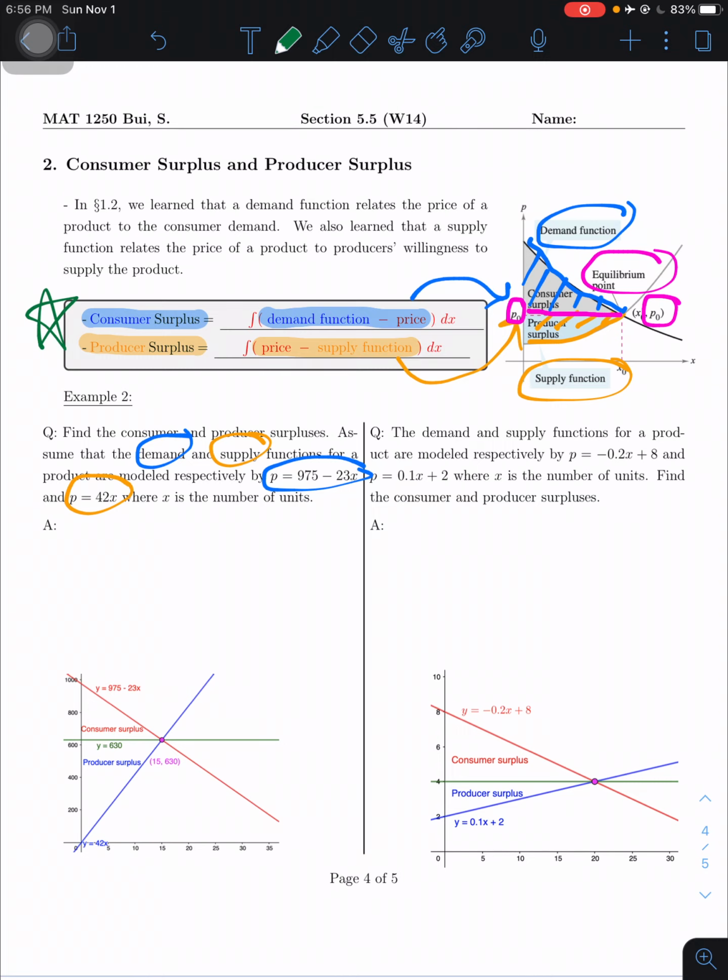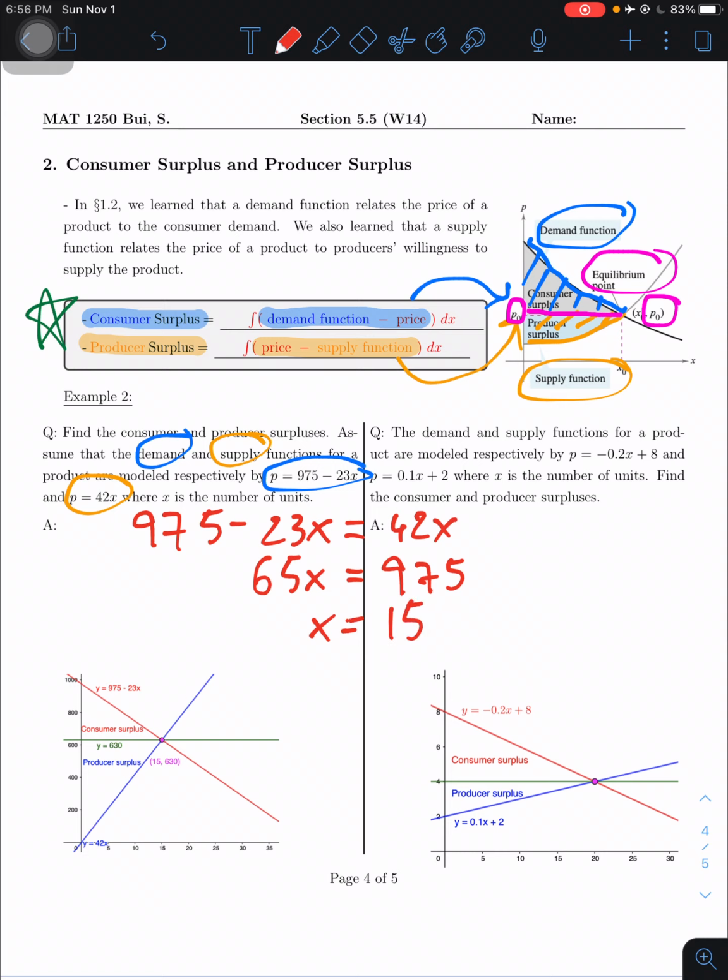Well, first things first, we have to set them equal to each other. So we do 975 minus 23x equals 42x, right? And then after that, we combine the like terms. So then this one is going to be 23 plus 42, which is 65x, equals 975. So divide both sides by 65. And we get x equals 15.